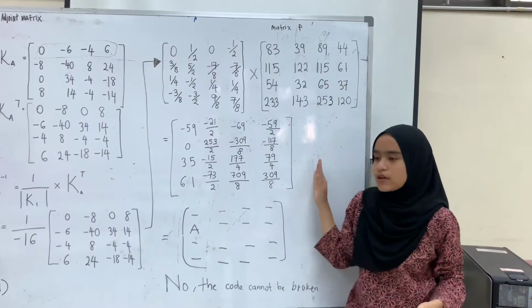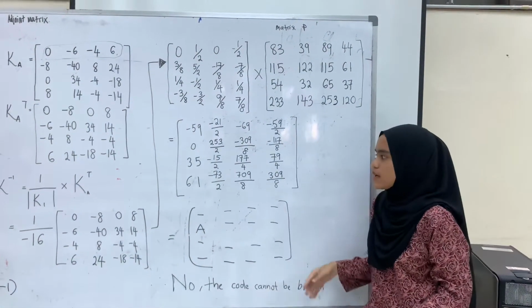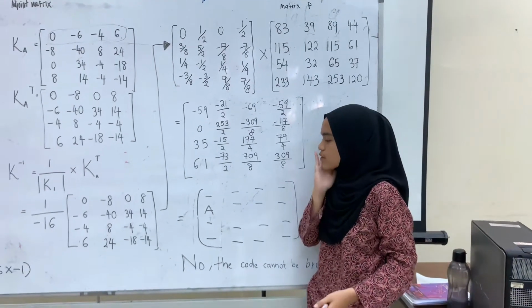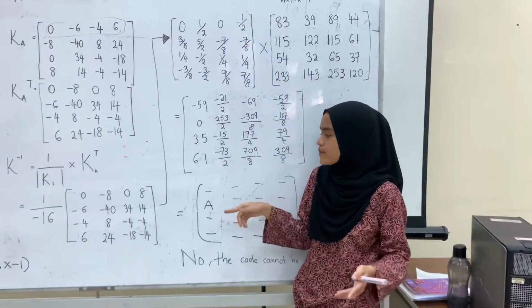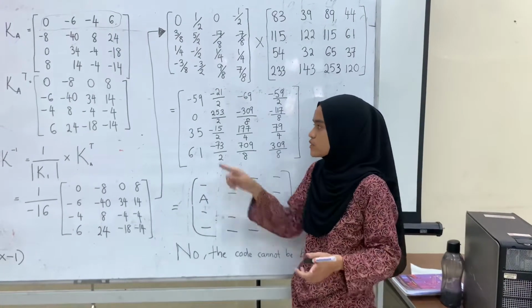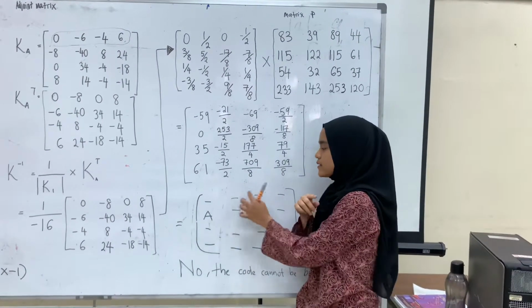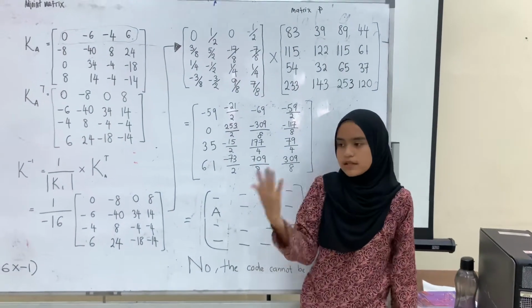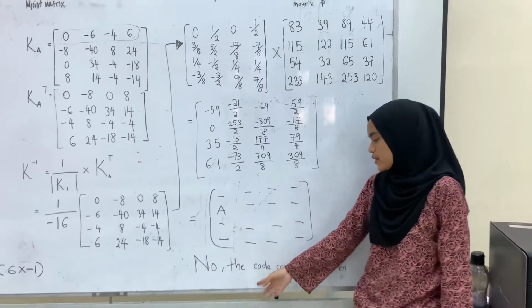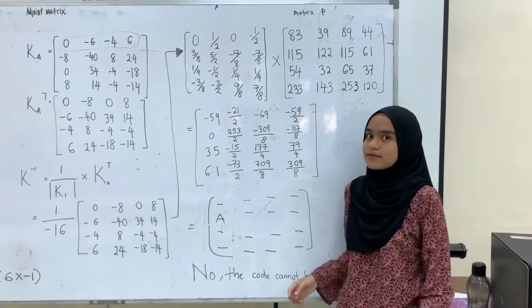Then, according to the table, we only get one letter, which is zero. We only get A. We don't get the others. So the answer is no. The code cannot be broken.